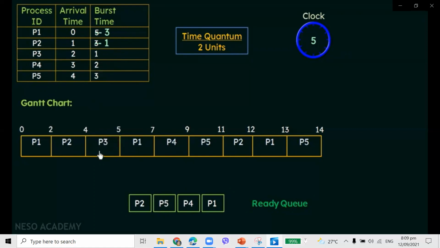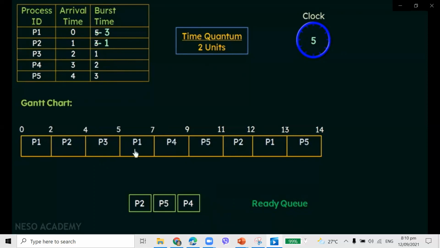So at time 5, P3 will complete its execution and it will voluntarily release the CPU, and the CPU will be given to the next process in the queue, that is P1. P1 is at the head of the queue, so P1 will be the one to get the CPU. So here the alarm is not going to ring because the time quantum of 2 units was not complete, and the burst time of P3 was only 1 unit of time, which is less than the time quantum. So P3 voluntarily releases the CPU and gives it to the next process in the queue, that is P1. So we can remove P1 from the ready queue and put it in the Gantt chart.